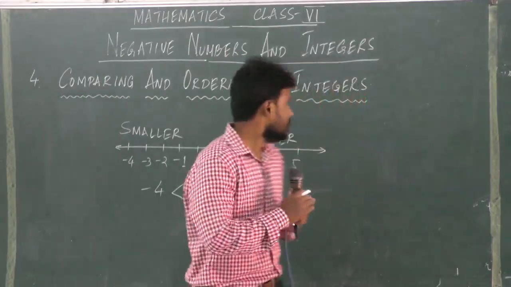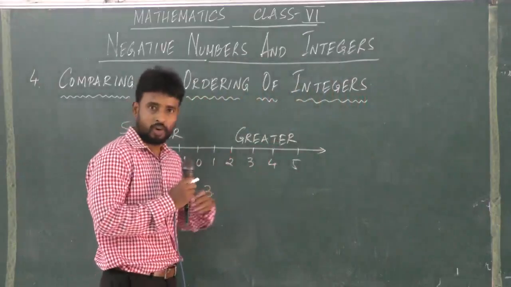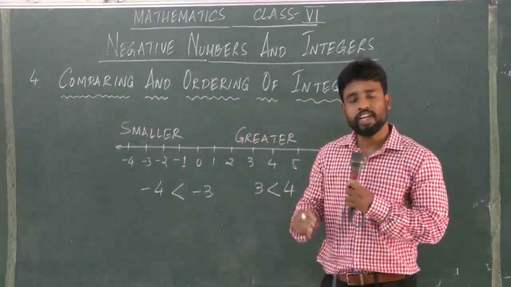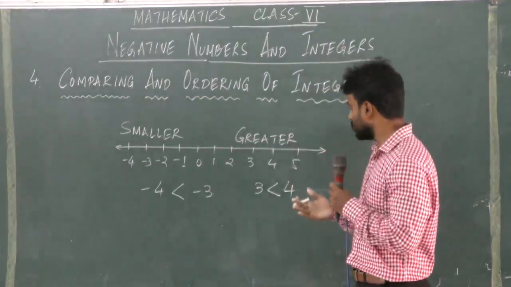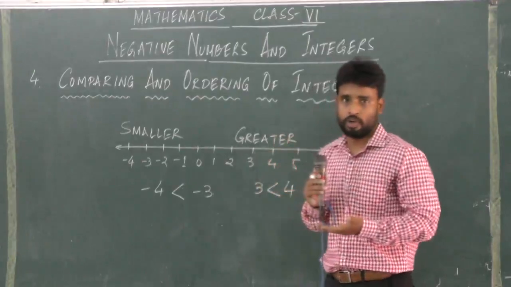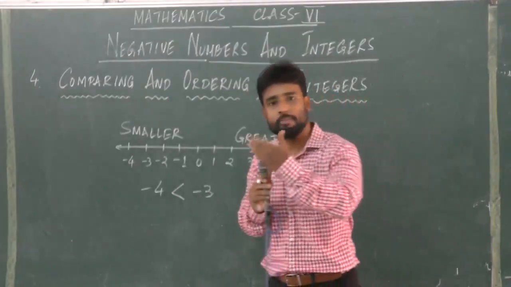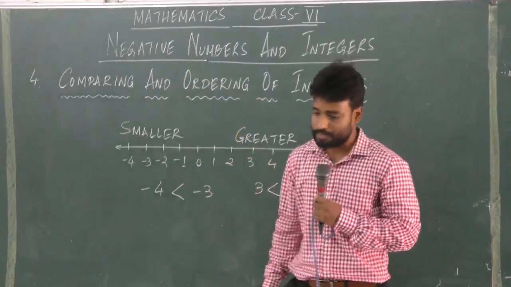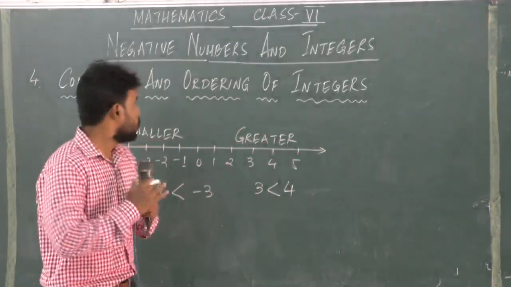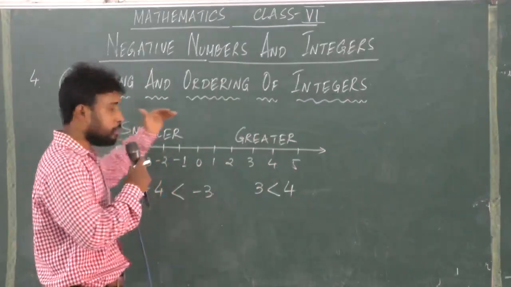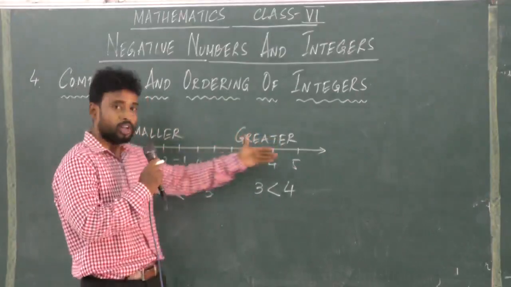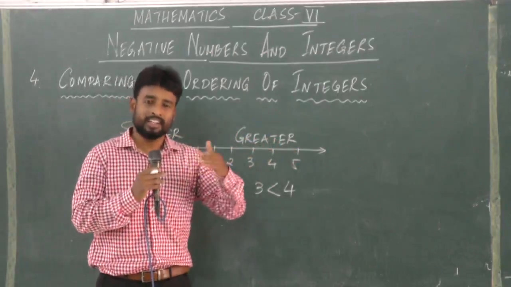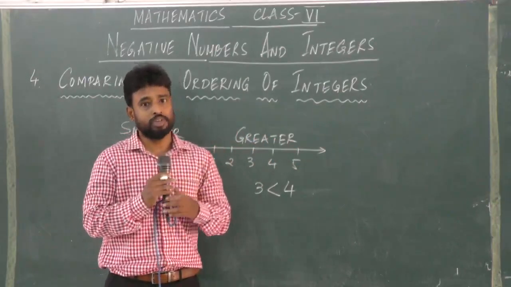Similarly, if you want to compare 3 and 4, we know that 3 is less than 4, or we can say that 4 is greater than 3 because 3 is to the left of 4. So we understand that any number to the left is smaller than the number to the right. Always remember that. So we have understood how to compare numbers and how to write them on a number line. This is what we understood in comparing and ordering of integers. Let us come to the next subtopic, which is absolute number.